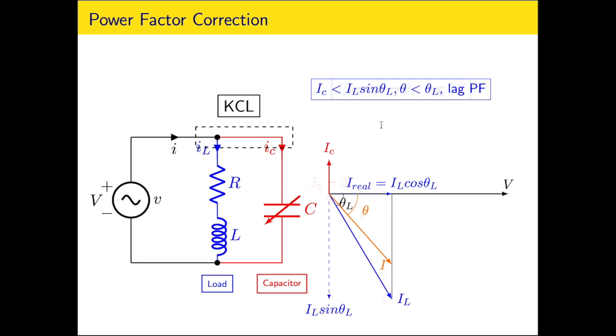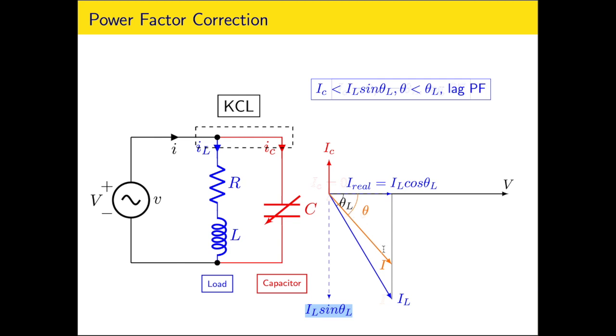Now let's say we have used a capacitor, and that results in a small value of current. This particular current IC is directed opposite to the IL sine theta L, which is the reactive current component. So in this arrangement, the net supply current will be the I, which is represented by this orange line. Now you can easily see that the theta, which is the angle the source current makes with the source voltage, is getting reduced.